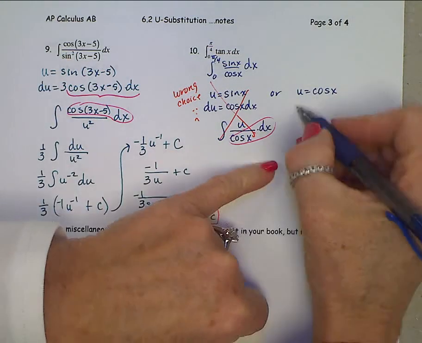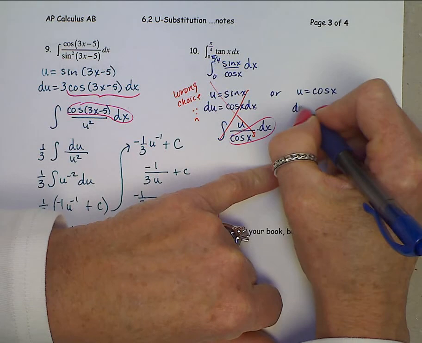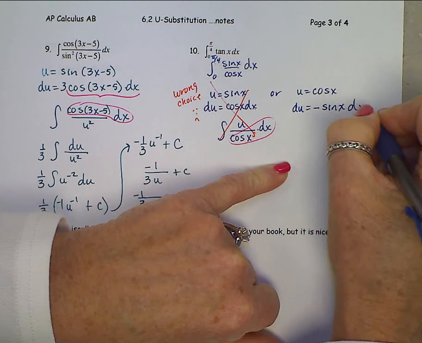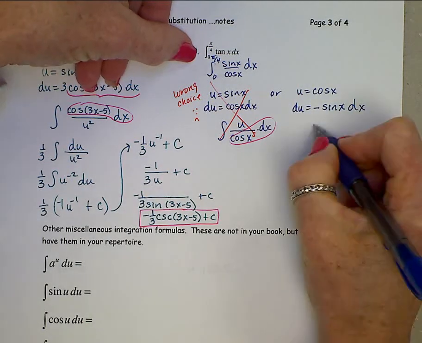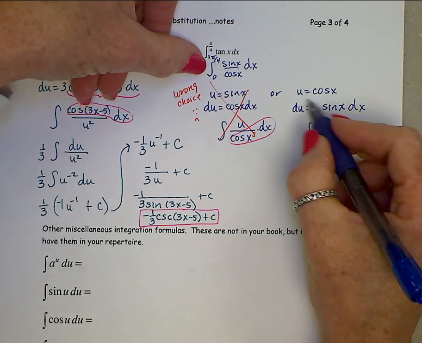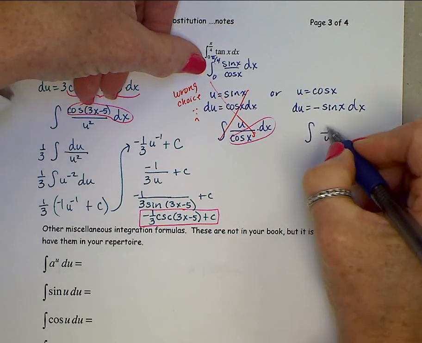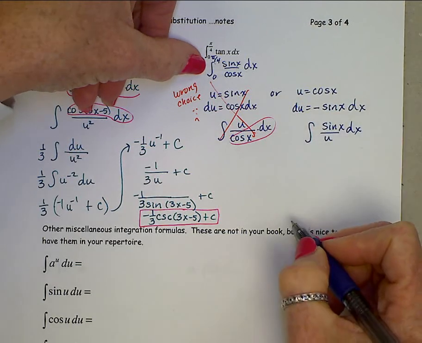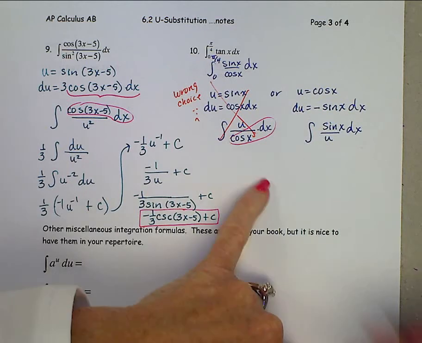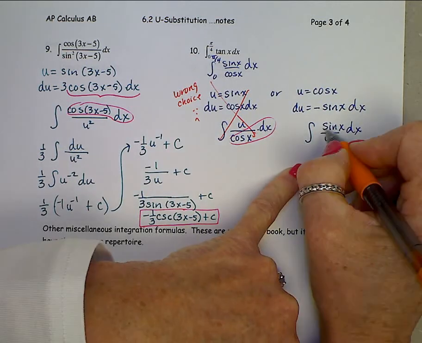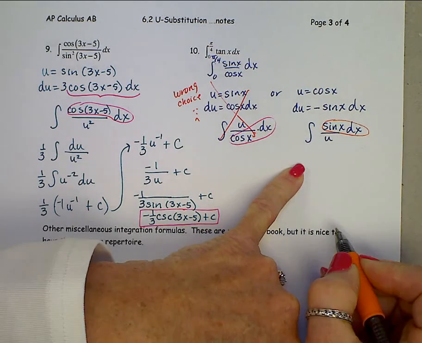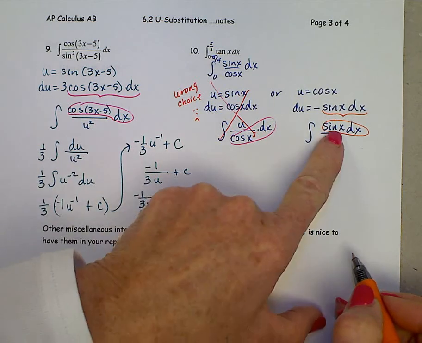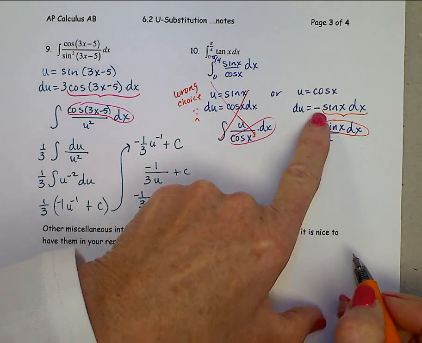If u is cosine x, then du is negative sine x dx. And when we start to substitute out, we have the u in the denominator, and we'll have a sine x dx left up there in the numerator. And now look, we are trying to replace out this sine x dx, which is right there. So that sine x dx can be replaced with negative du.